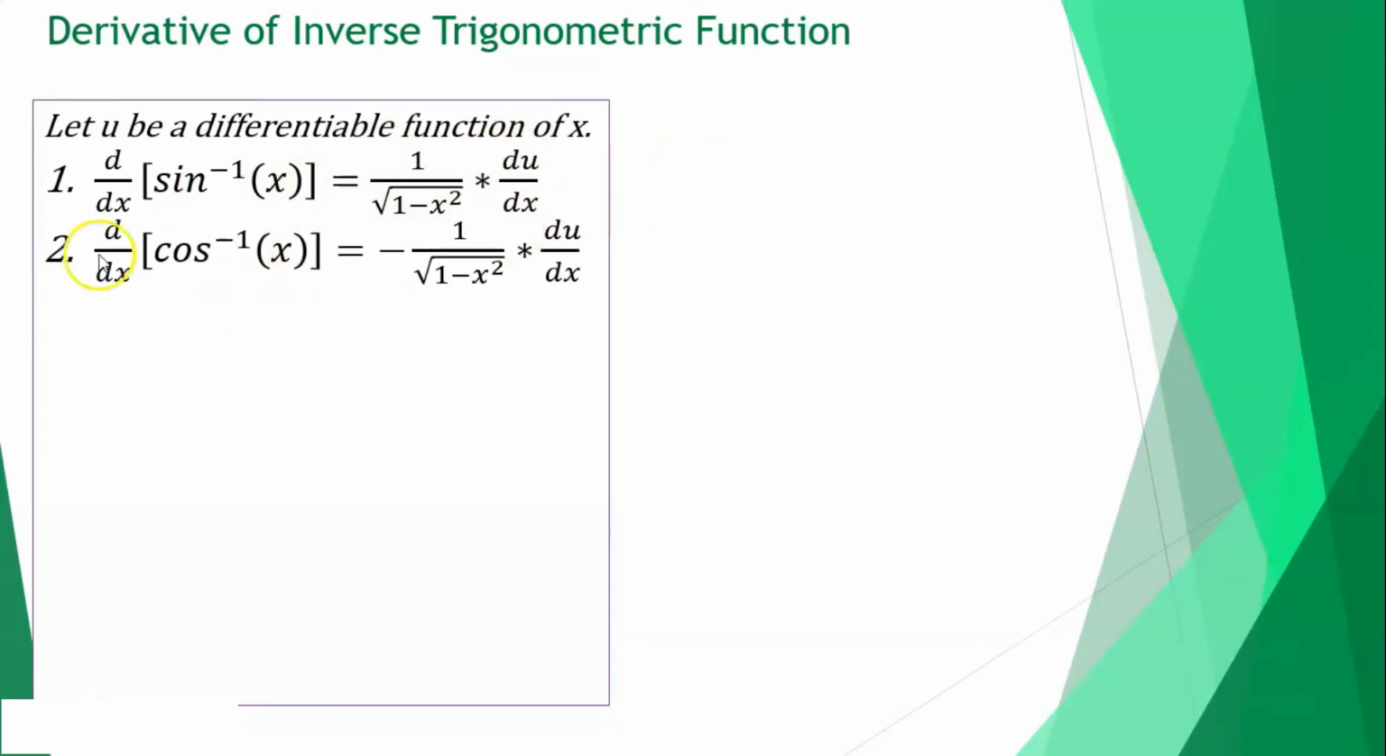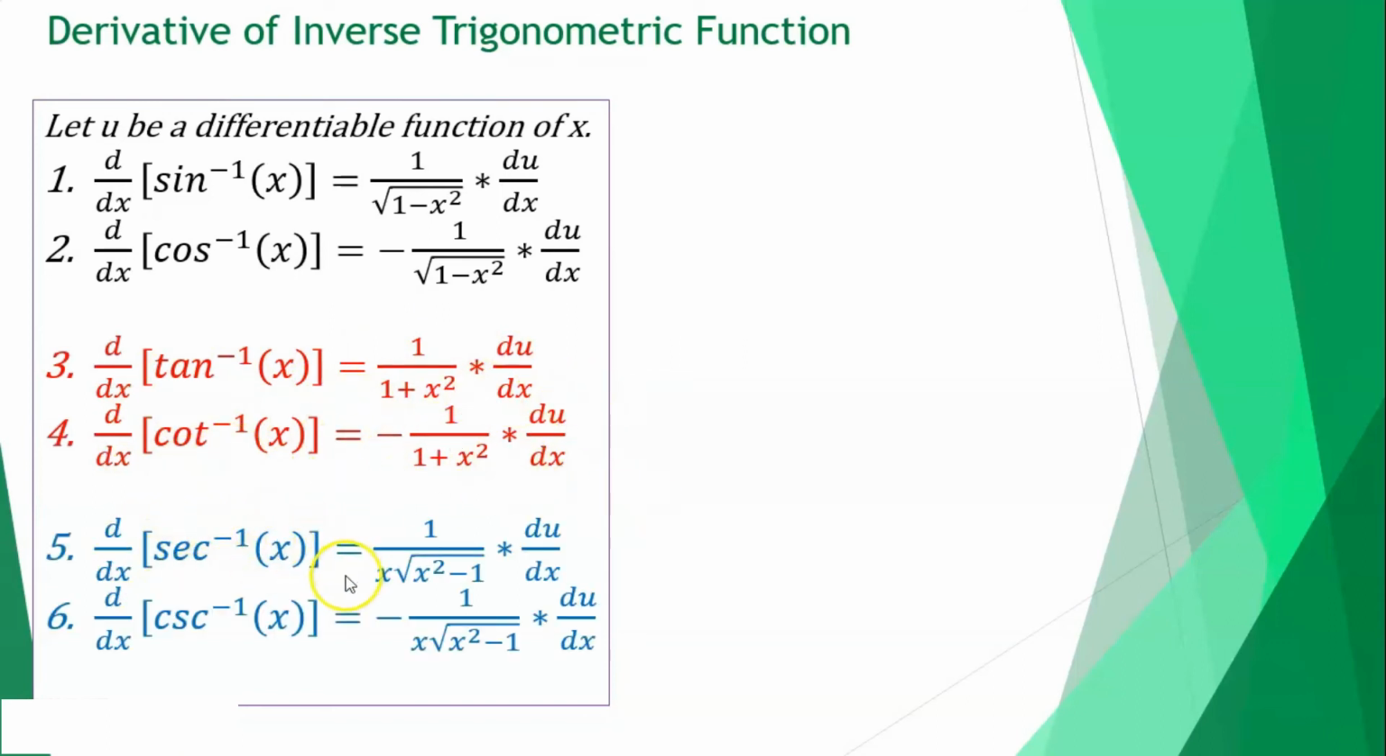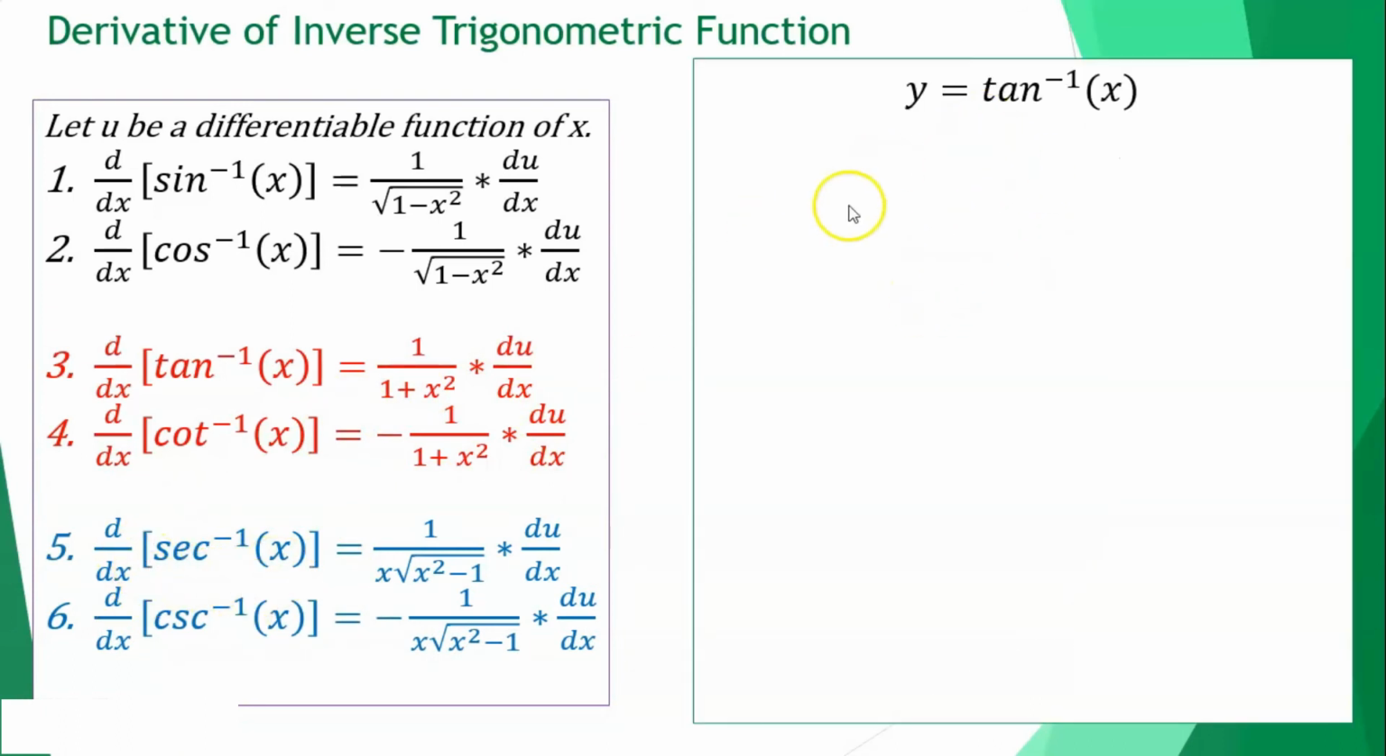Then for arc cosine, you'll get this. For arc tangent, this is the derivative. Then for arc cot, this is also its corresponding derivative. Then for arc secant, and this is for arc cosecant. So let's start. Let's have this.